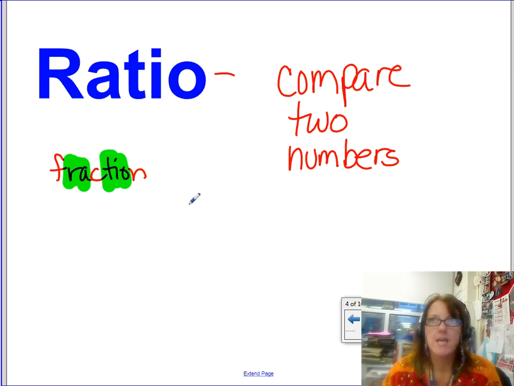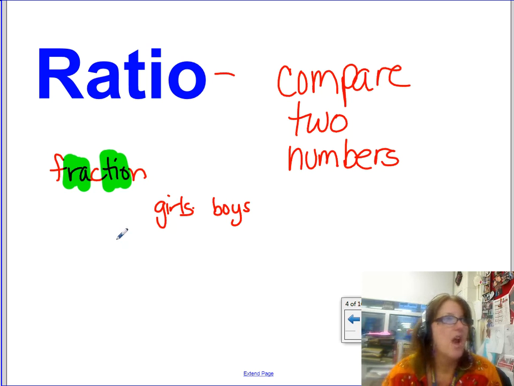Let's say in my family, when I was a kid, I have one sister, and so my poor dad was kind of outnumbered. So if I was going to compare the girls to the boys in my family, I would say the ratio was going to be 3 to 1. There was my mom, my sister, and I, and then my dad. So I could write it as a fraction.